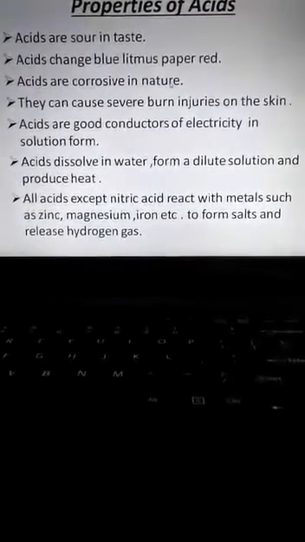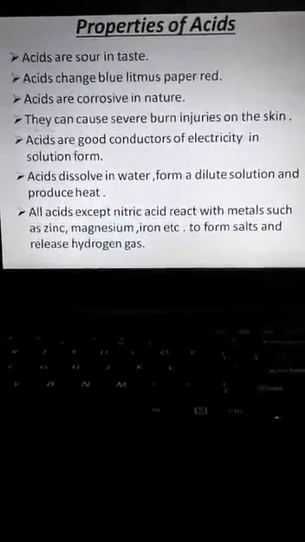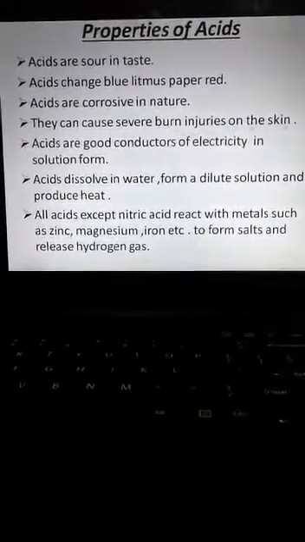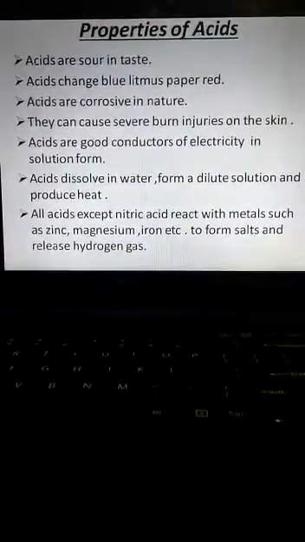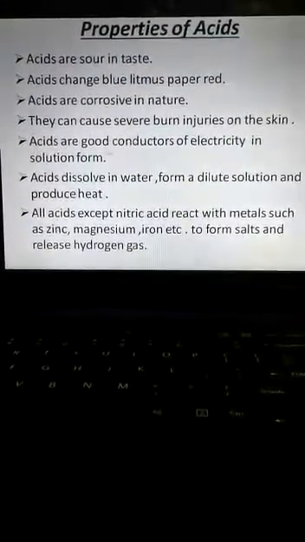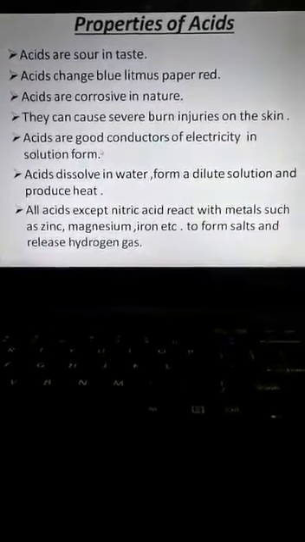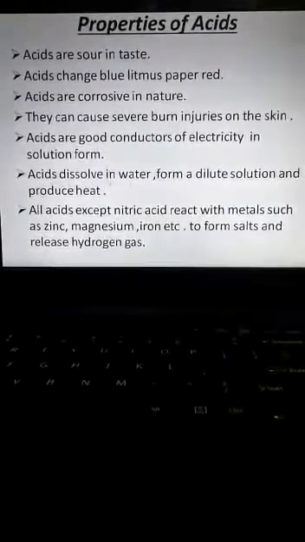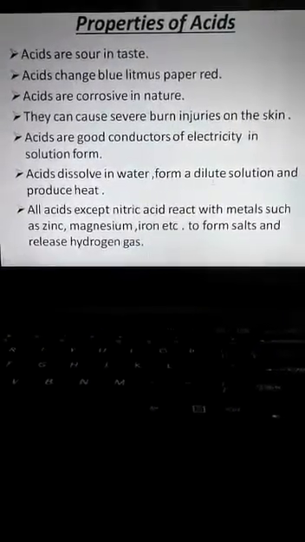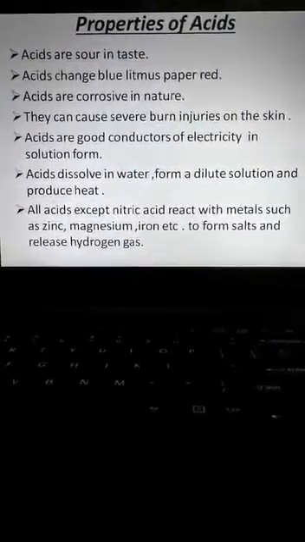The third point is acids are corrosive in nature. Fourth, they can cause severe burn injuries on the skin. Next, acids are good conductors of electricity in solution form. Acids dissolve in water to form a dilute solution and produce heat.